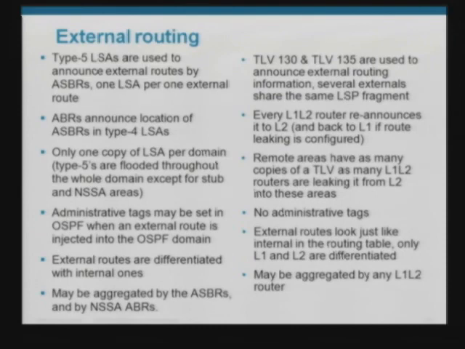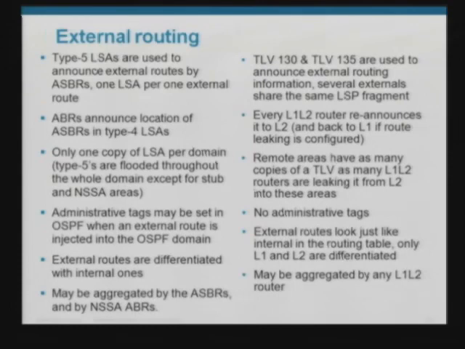In the ISIS case, there are two TLVs which are used to carry the external information, TLV type 130 and 135. And every L1/L2 router re-announces the external information to L2, and if route leaking is configured, it's going to announce the external to L1. And there is no administrative tag in ISIS, so you cannot really tag the external in ISIS. An external route cannot be differentiated, so if you're looking at the routing table, you cannot really tell whether it's an external route or internal route. The only differentiator is whether it looks like L1 or L2, but you can't tell if it's an external or not.